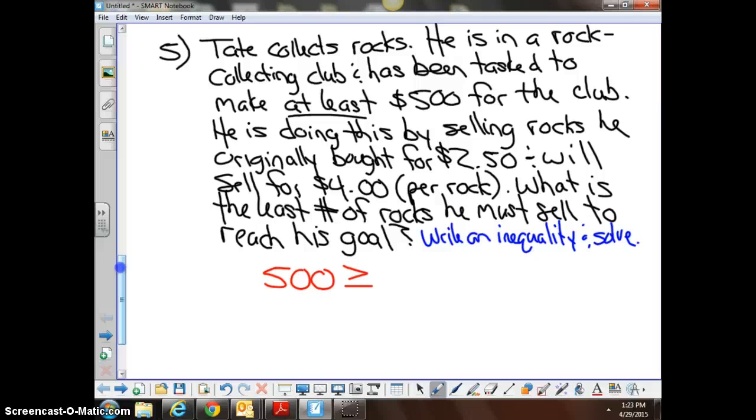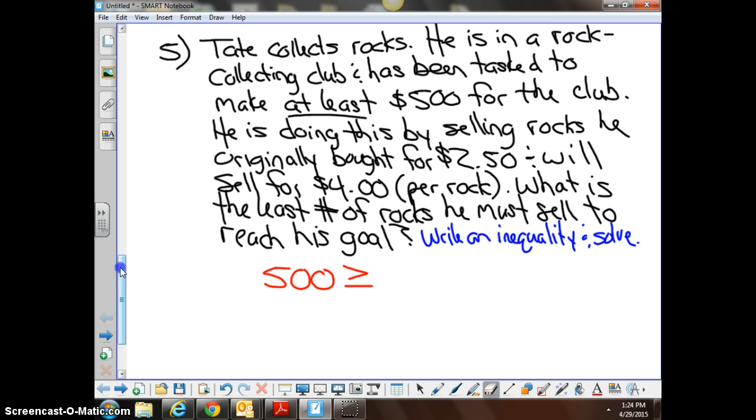Okay, but remember, if Tate buys them for $2.50, is he making $4 off of every rock? Because Tate doesn't want to pay any of his own money. That's why he bought these rocks to sell. He's trying to make money off of these rocks, right? So if we do 4x, x being the number of rocks he sells, he's going to end up losing money, because each rock he sells, he's going to make how much? $1.50, right? So what would be the inequality you would write?